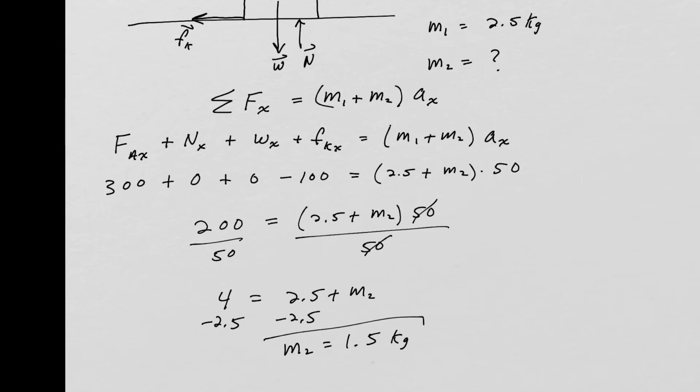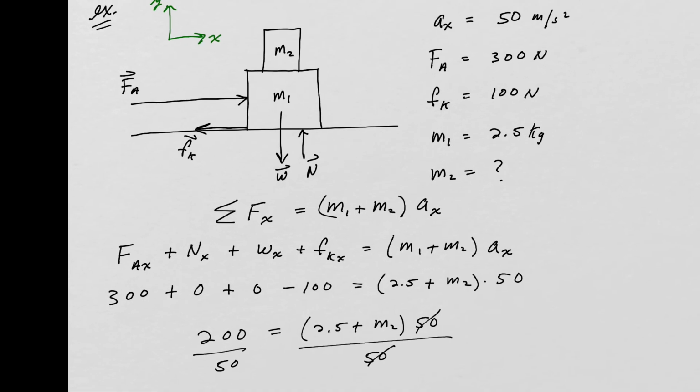So that would be the second mass, the mass that's sitting on top of the other one. Right? So together you can think of it as a system of a 4 kilogram mass when you combine them. But we just wanted to find M2. Okay, so something like that.